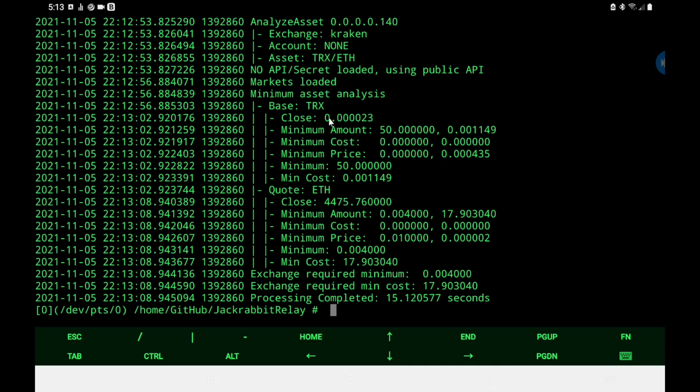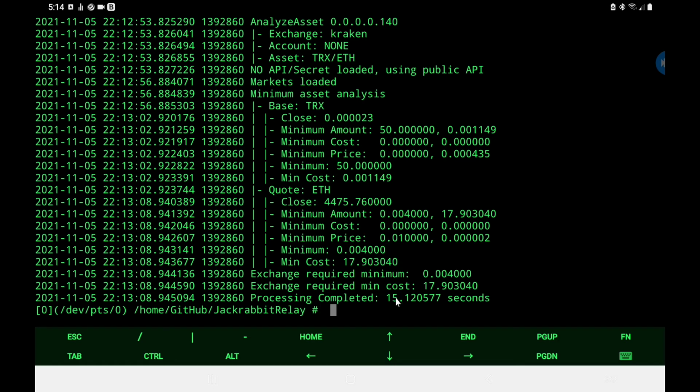The closing value here is expressed in relation to the value of ETH. So if you take this closing value and multiply it by this closing value, you will get roughly 10 cents. The minimum cost here is 50 TRX, and the cost for ETH is roughly $17.9. Now, whenever you're working with a quote currency, this overrides all values of the base currency. So as you can see here, the minimum entry point is going to be just shy of $18.